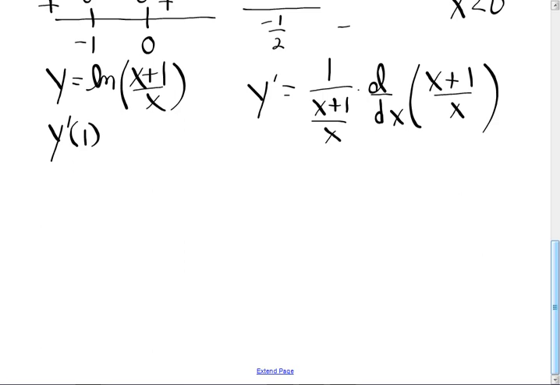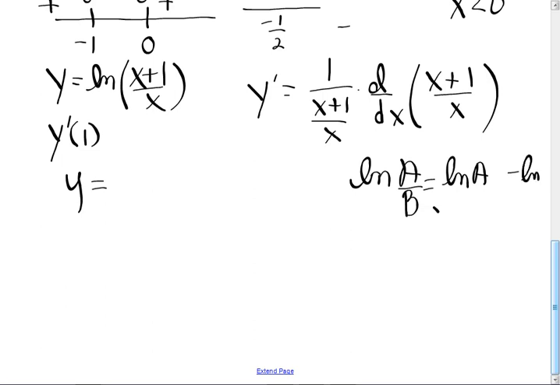Why did I take all that time last week and do properties? Can you tell me what this is equal to with properties? Remember, the log of a over b is the log of a minus the log of b. Remember that one? Did you guys do the worksheet? I got to double check and make sure the answers are there. So can I make this the log of x plus 1? Because when you do the homework, I want you to use properties of logs because it's a lot easier.